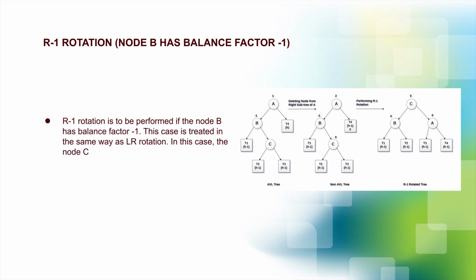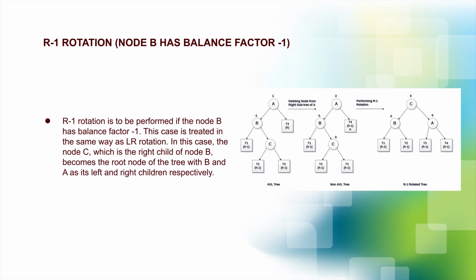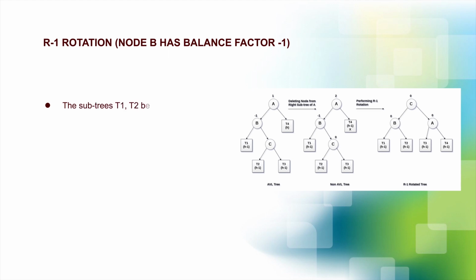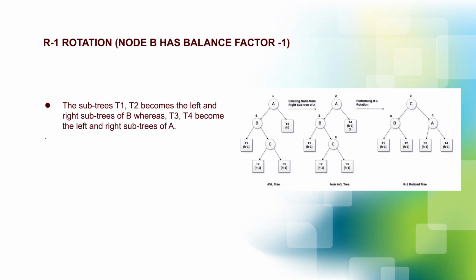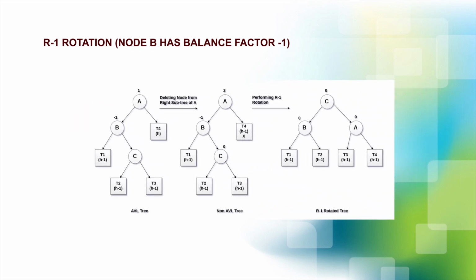This case is treated in the same way as LR rotation, left right rotation. In this case, the node C, which is the right child of node B, becomes the root node of the tree with B and A as its left and right children respectively. The subtrees T1 and T2 become the left and right subtree of B, whereas T3 and T4 become the left and right subtree of A. This process is involved in R minus 1 rotation as shown in the following image.